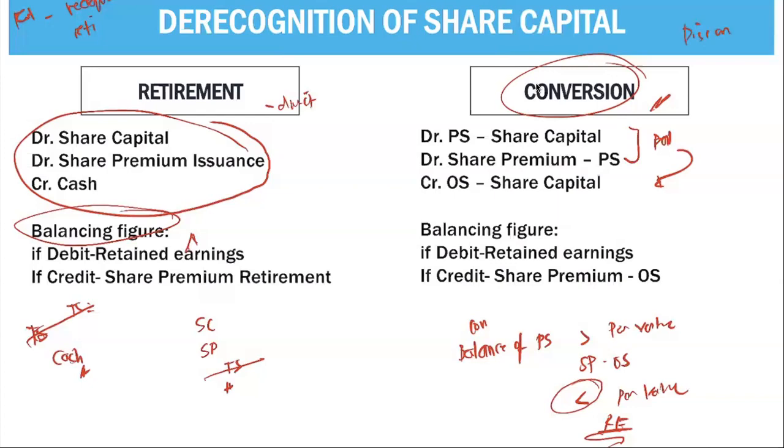For our next session, we will discuss the other part of shareholders' equity, that is your earned capital and then finally recapitalization. That's it for this session.